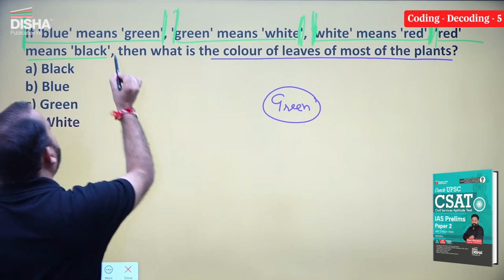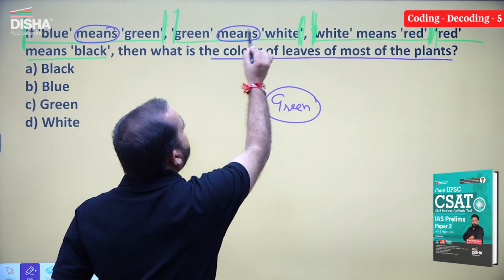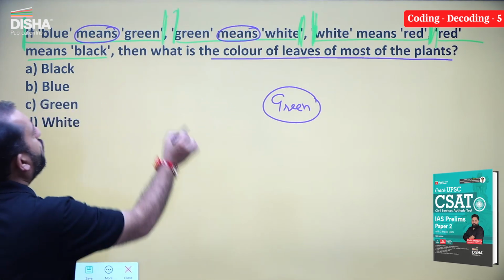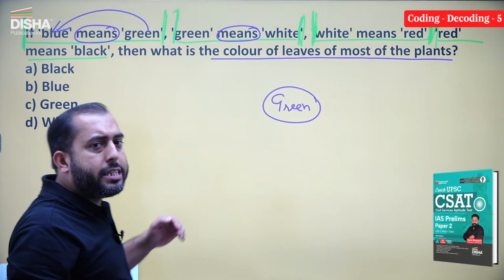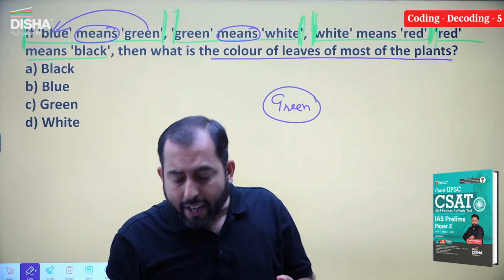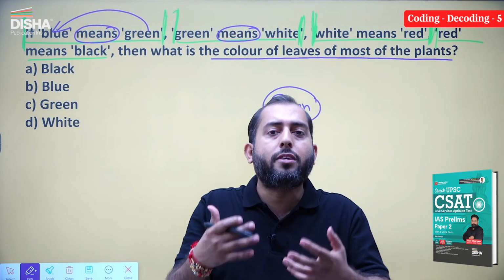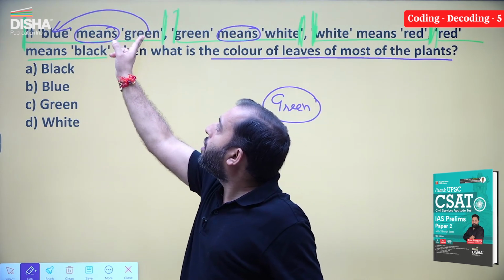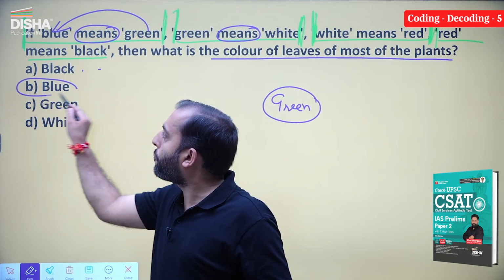Now in this question, we are using means. So in case of means, we will move one step backward from reality. So green is the reality, and one step backward from green is blue. In case of means, you will find a statement where green comes last. In the first statement, green comes last. So blue means green. So for this question, the answer should be blue.